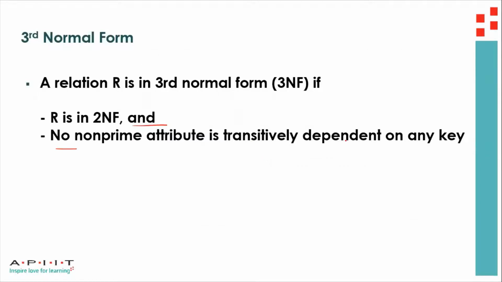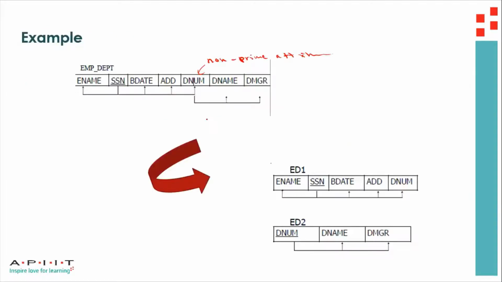We know the name. So what is this transitive dependency? Non-prime attributes depending on another non-prime attribute. That cannot happen. Non-prime attributes always depend on a prime attribute, if it is a proper relation. But here, non-prime attributes are depending on another non-prime attribute. So this is not in the third normal form. If it is in the third normal form, you have to satisfy the second normal form, and then there cannot be any transitive dependencies. No non-prime attribute can be depending on another non-prime attribute. Those types of dependencies cannot be allowed here.